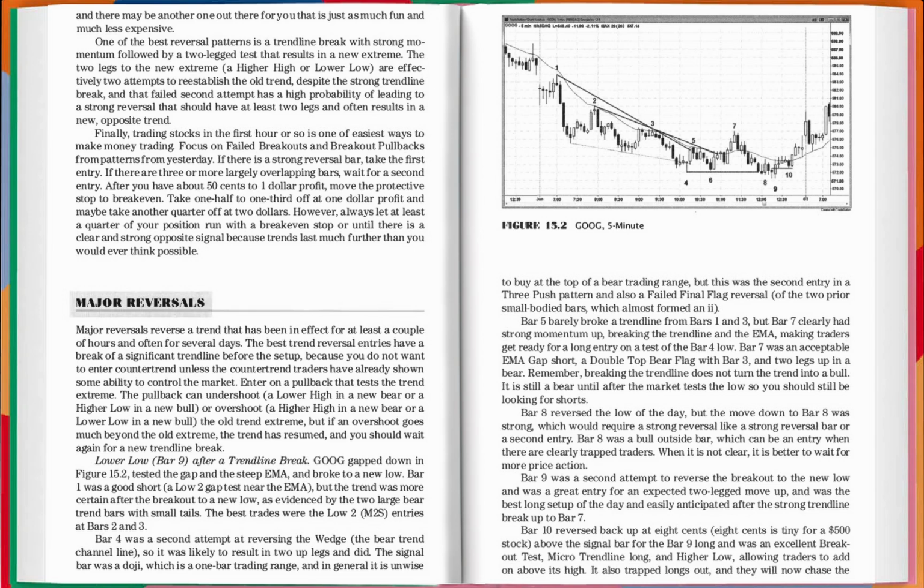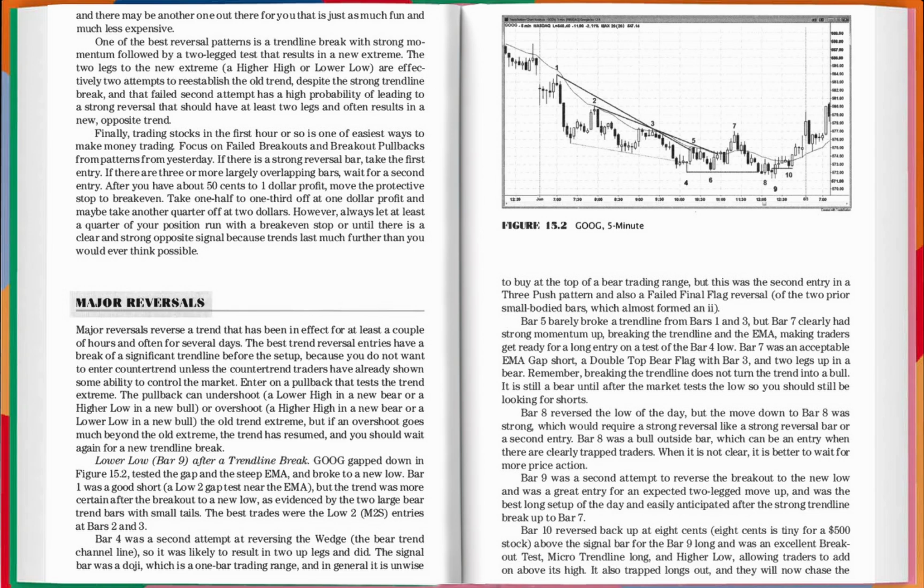The pullback can undershoot a lower high in a new bear or a higher low in a new bull, or overshoot a higher high in a new bear or a lower low in a new bull, the old trend extreme. But if an overshoot goes much beyond the old extreme, the trend has resumed, and you should wait again for a new trendline break. Lower low bar 9 after a trendline break.